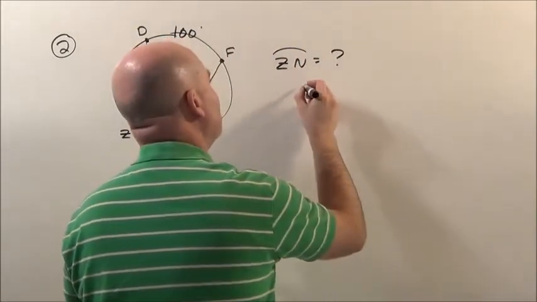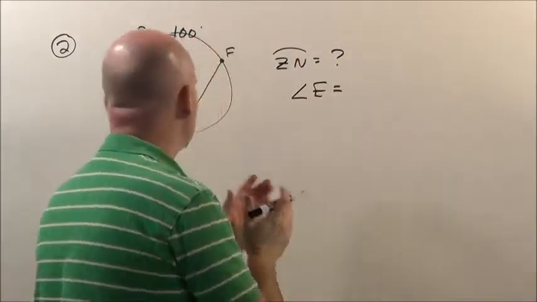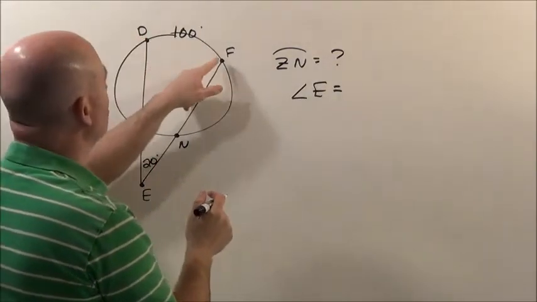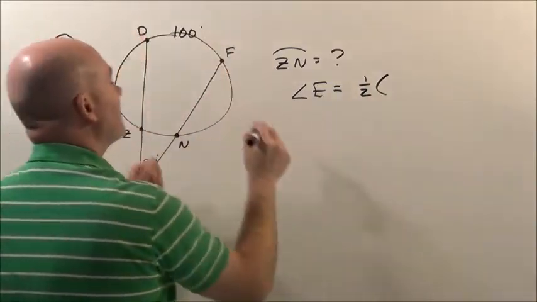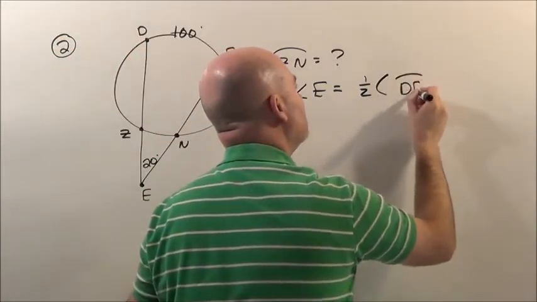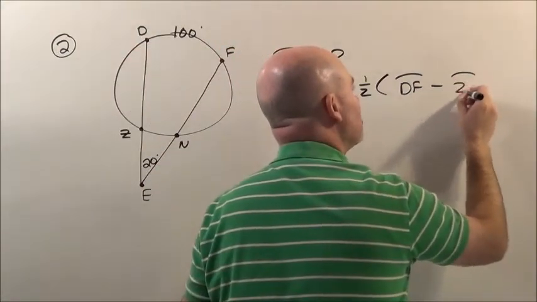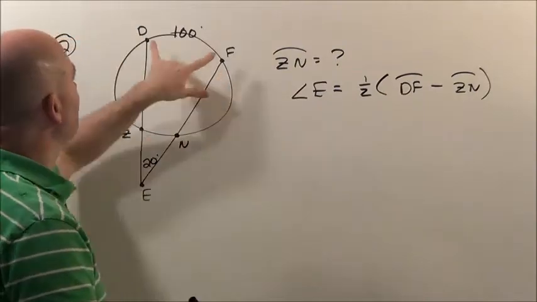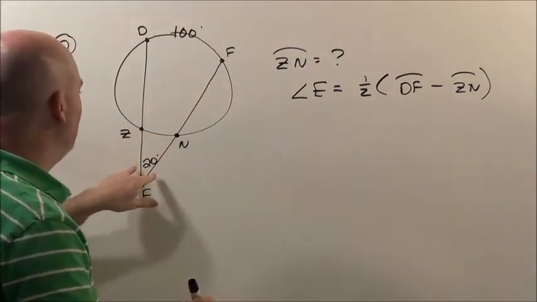I know that angle E, the angle down here, again, as I move further away, I'm going to get smaller. So what I know is angle E down here is equal to 1/2 of this arc DF minus this arc ZN, which is what you and I are trying to figure out in this problem, because it wants to know what ZN is. So we know that it's this arc minus ZN cut in half that will give us angle E.